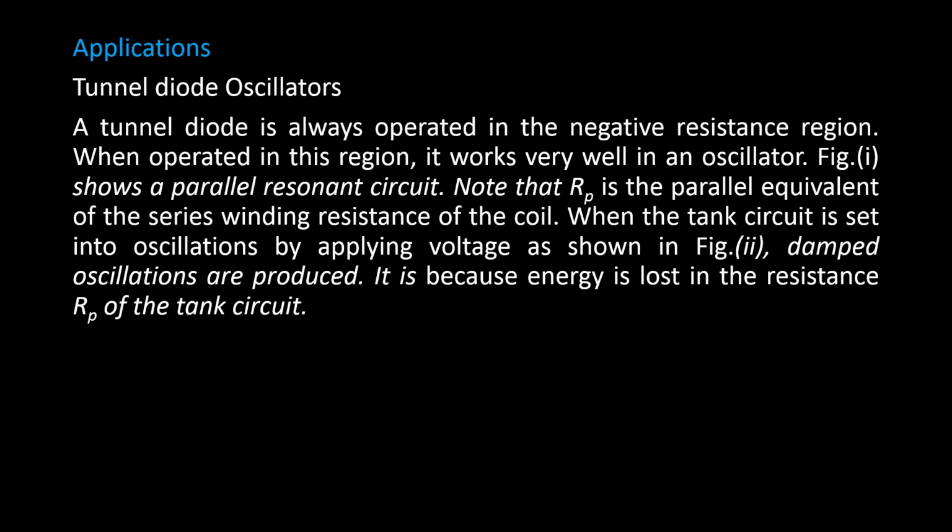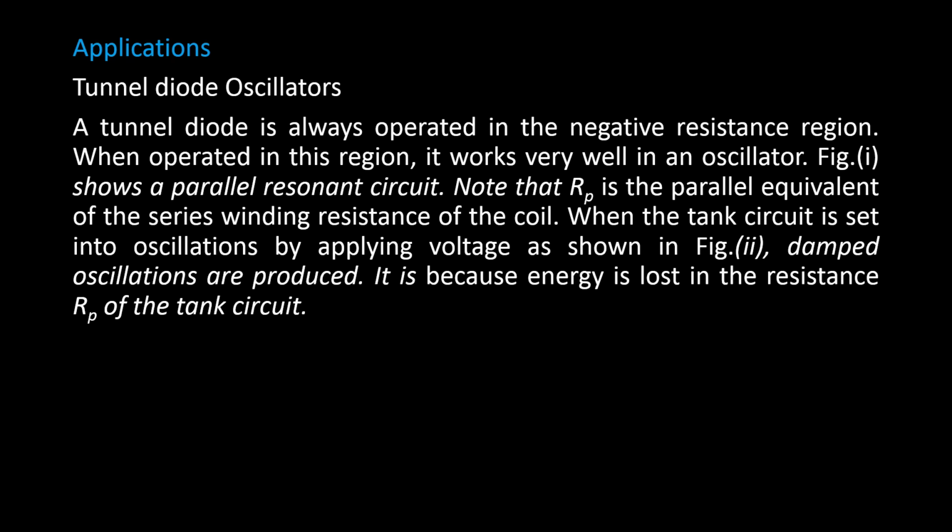Applications. One application is tunnel diode oscillators. A tunnel diode is always operated in the negative resistance region. When operated in this region, it works very well in an oscillator. Figure 1 shows a parallel resonant circuit. Note that Rp is the parallel equivalent of the series winding resistance of the coil.